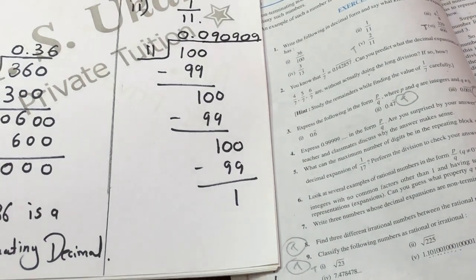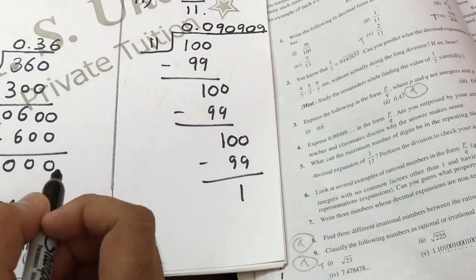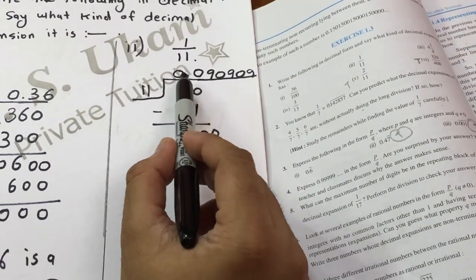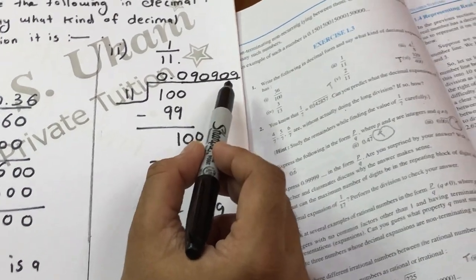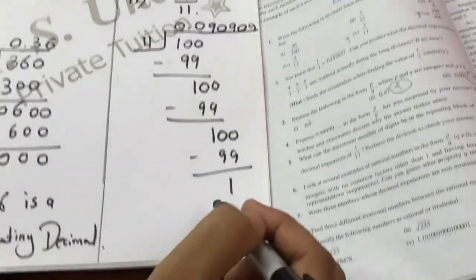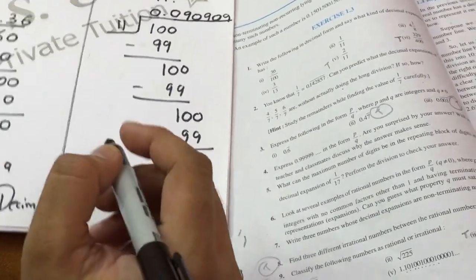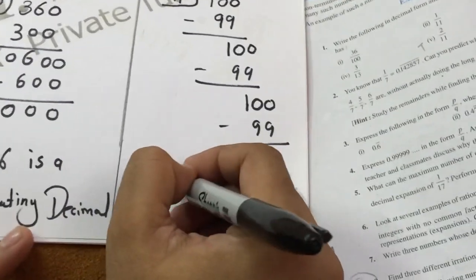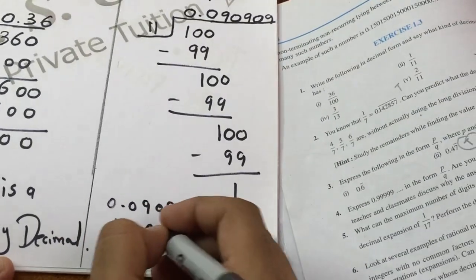So let us see the sum. The remainder is not coming 0. The sum continues on and on. And let us observe the answer after point: 0, 9, 0, 9, 0, 9. The same pattern is coming. So in my previous video, I had already explained that when the remainder does not come 0, it is called non-terminating. Our answer is 0.090909, so it is non-terminating.